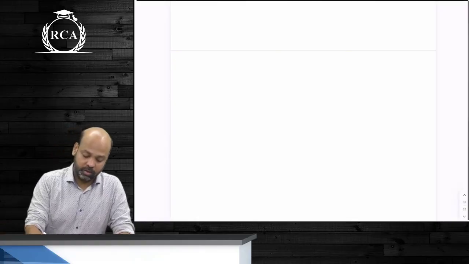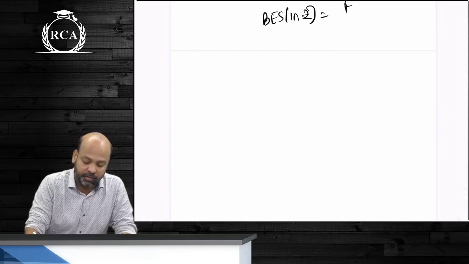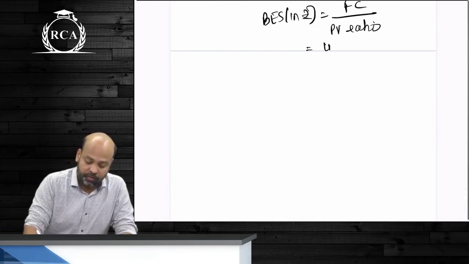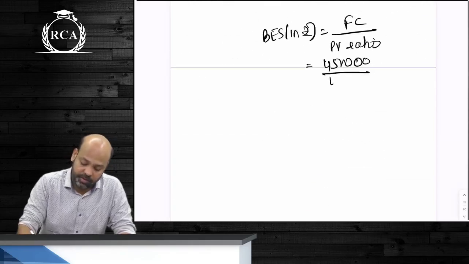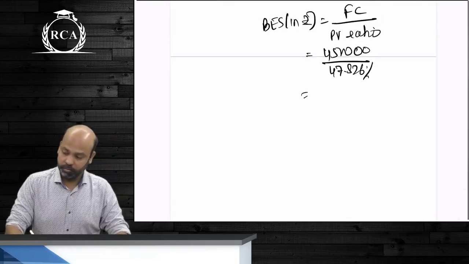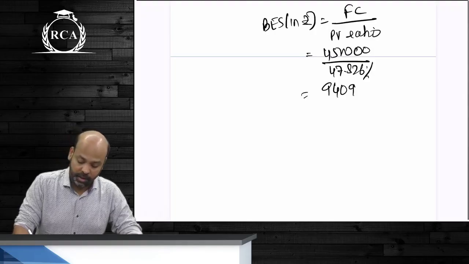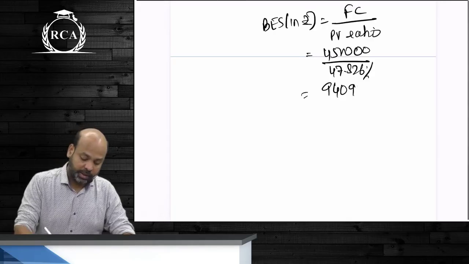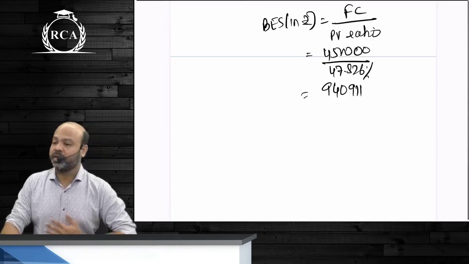One second, listen. If I want my break-even sales in rupees, I cannot write fixed cost divided by 47.5%. I have to write fixed cost divided by 47.8826%. Can someone tell me the answer? 9 lakhs, 930, 9,40,911. This is the amount of revenue to break even.